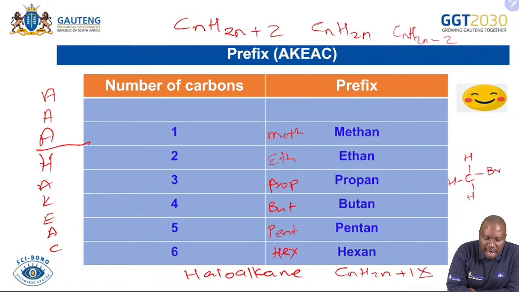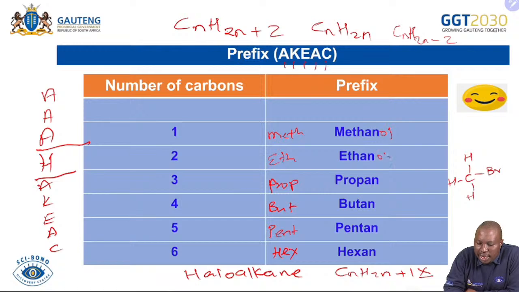However, when we move now to our aldehydes, ketones, esters, alcohols, and carboxylic acids, we don't write meth, we write methane. You write the entire name, and you only remove the E at the end of the name. So you have to know, for example, if it's an alcohol, it will be methanol. If it's a carboxylic acid, it will be ethanoic acid.